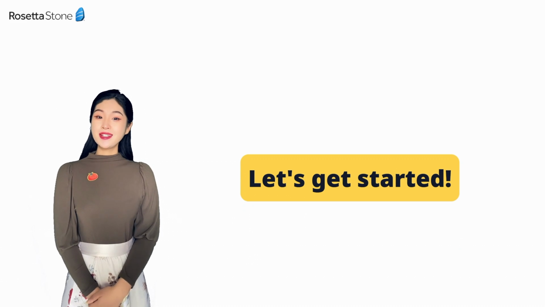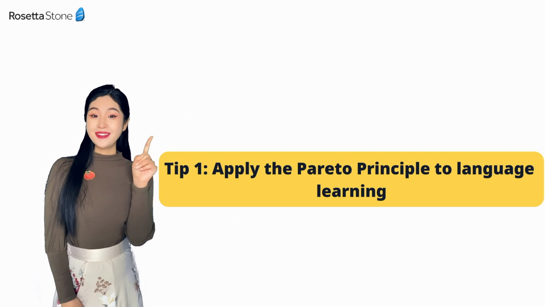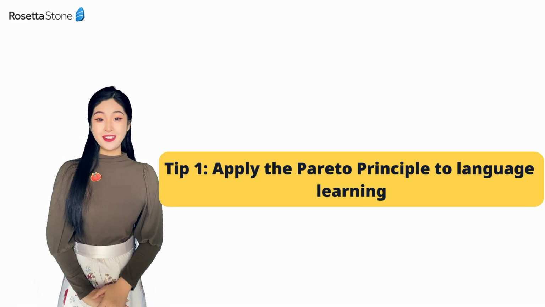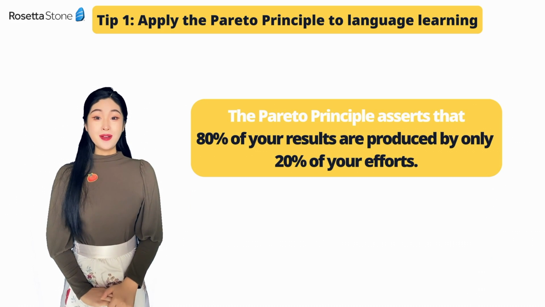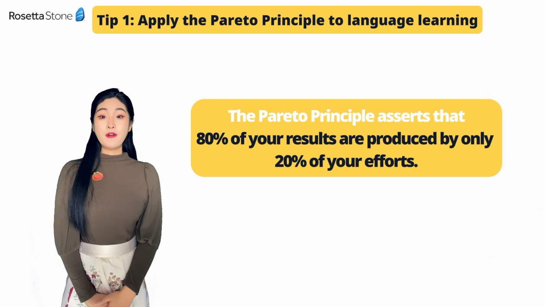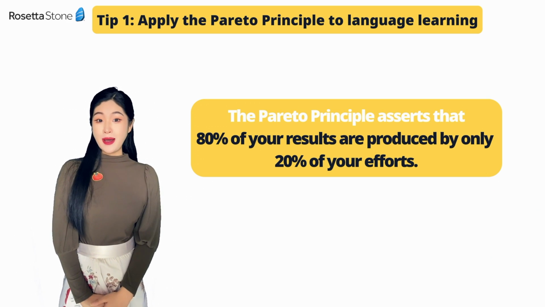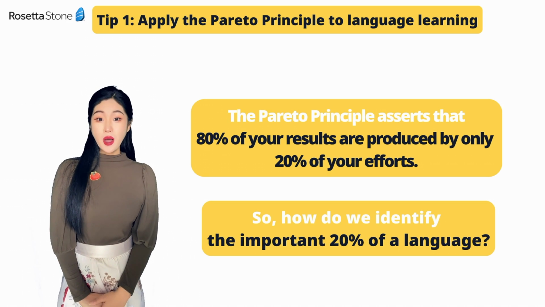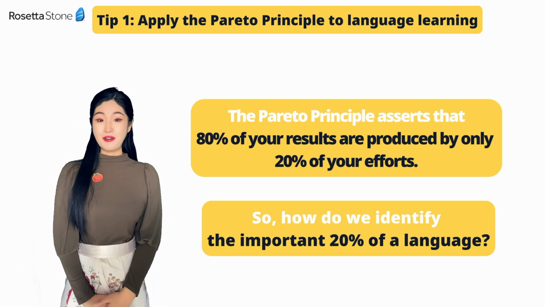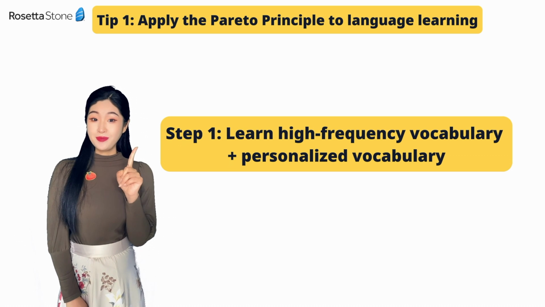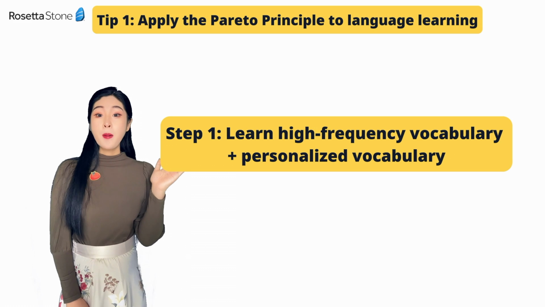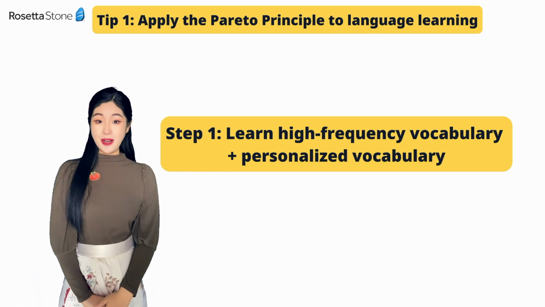Let's get started! Tip 1. Apply the Pareto principle to language learning. The Pareto principle asserts that 80% of your results are produced by only 20% of your efforts. So, how do we identify the important 20% of a language? Step 1. Learn high-frequency vocabulary plus personalized vocabulary.